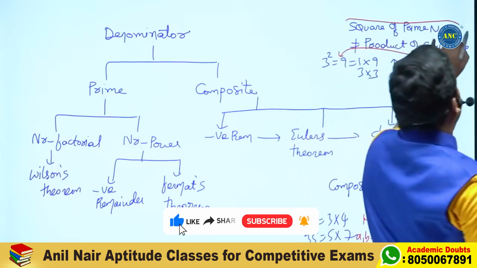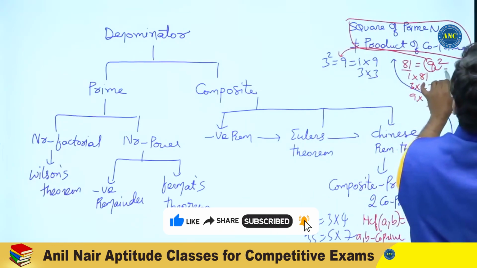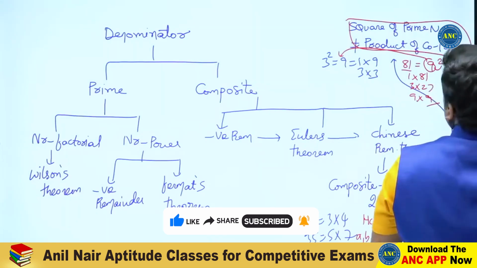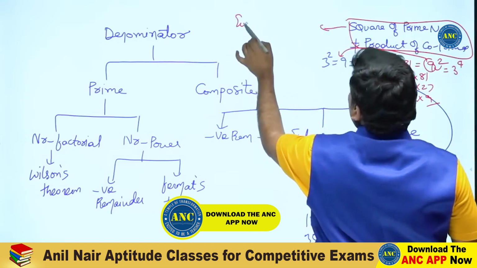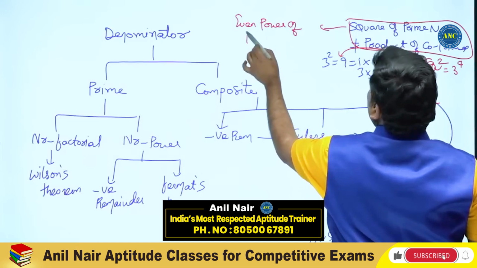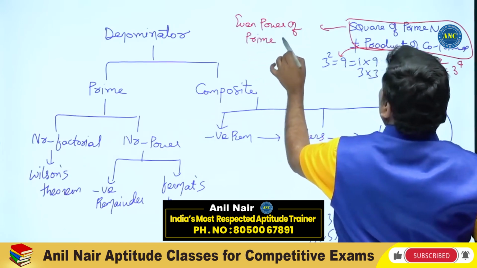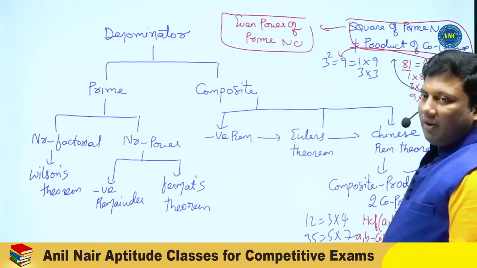At primitive level, it is a square of a prime number. 81 can be written as 9 square. It can be written as 3 power 4. Or even power of a prime number. In simple language, even power of a prime number. This is a basic version and it is a derived version.